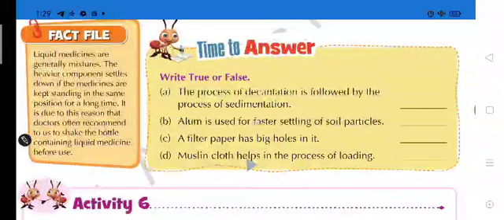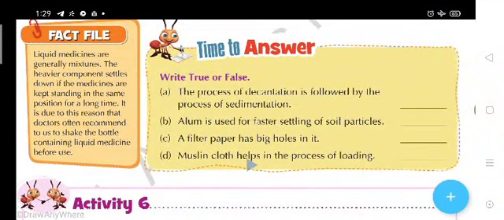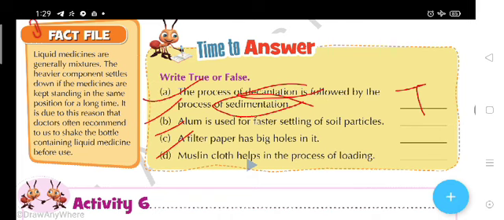Now students, time to answer. There are some questions. The process of decantation is followed by the process of sedimentation. Students, here you have to answer true or false. Let me tell you the first question. Is it right? Yes, decantation is followed by sedimentation. So here you have to write true. Therefore you have to complete these questions. Like, alum is used for faster settling of soil particles. Yes, this is also true. So these two questions you have to complete.